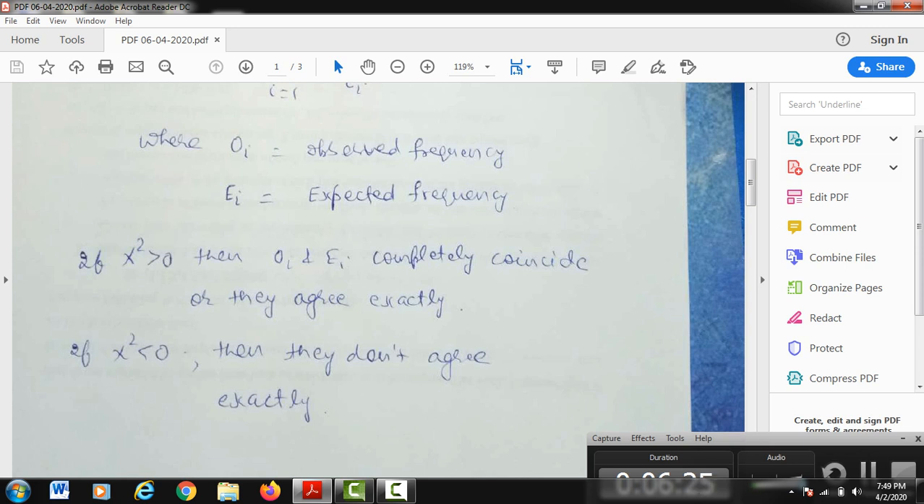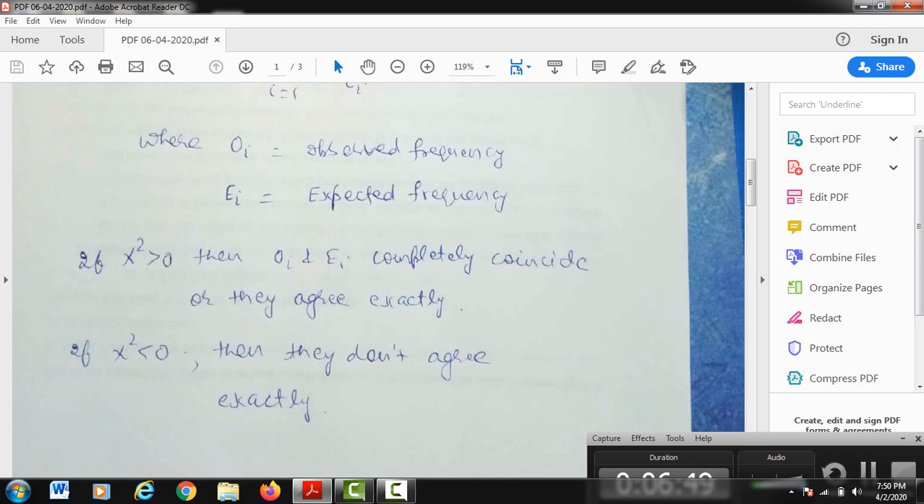Definitely we will take the degree of freedom here as n minus 1, where n is the sample size, that is, the number of observations given in our sample. So again we will compare the table value and the calculated value. If the calculated value is less than the table value, then the null hypothesis will be accepted, and if the calculated value is greater than the table value, then the null hypothesis will be rejected.